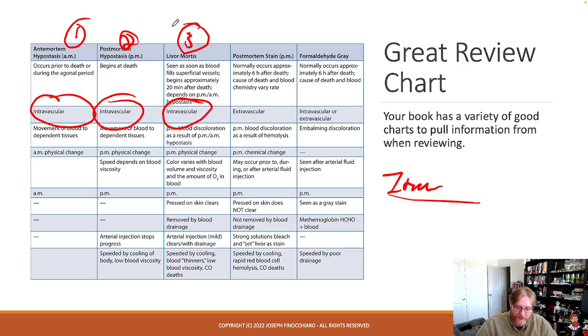Very quickly, you now have a column that just tells you what they are. You don't have to look to see, is it intravascular? You're looking to see only intravascular. You would be surprised how creating these things yourself makes you more effective as a student.